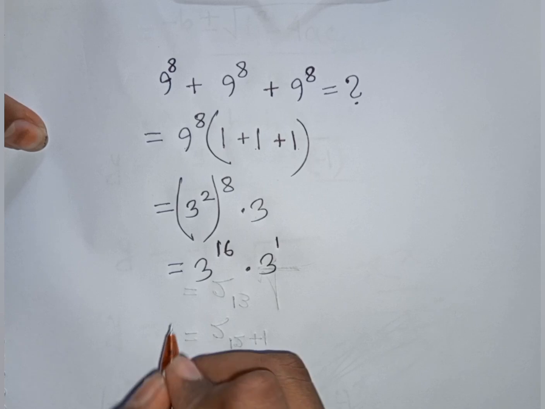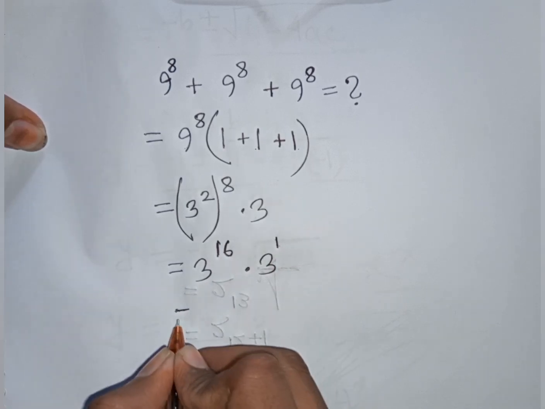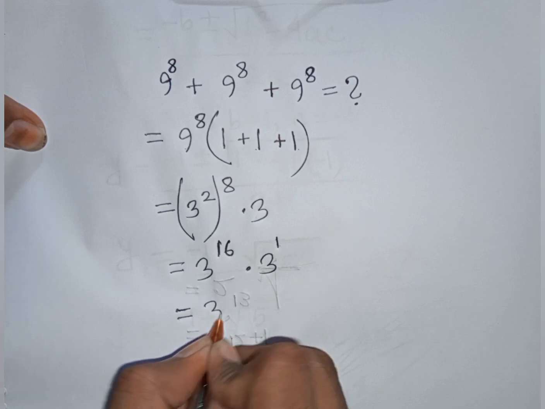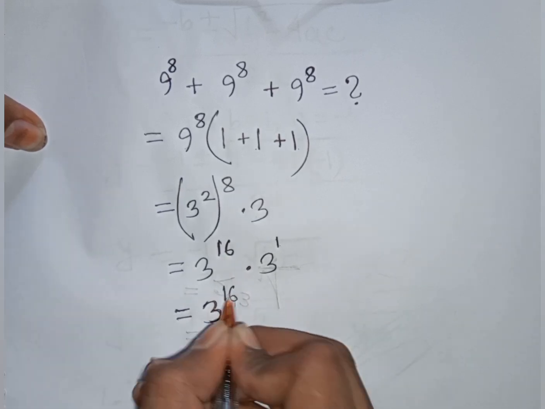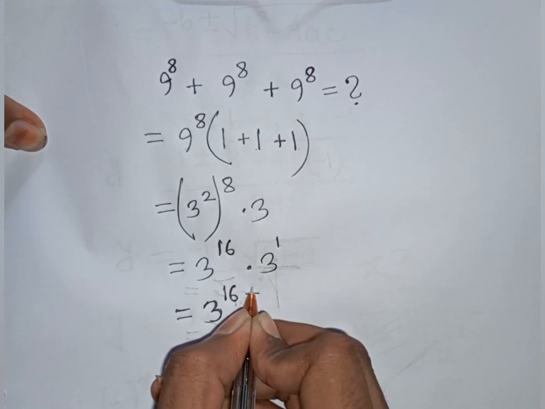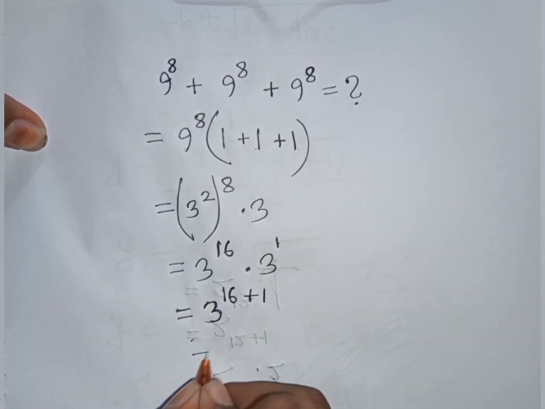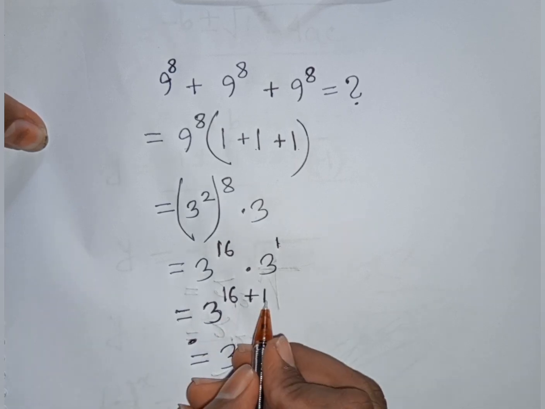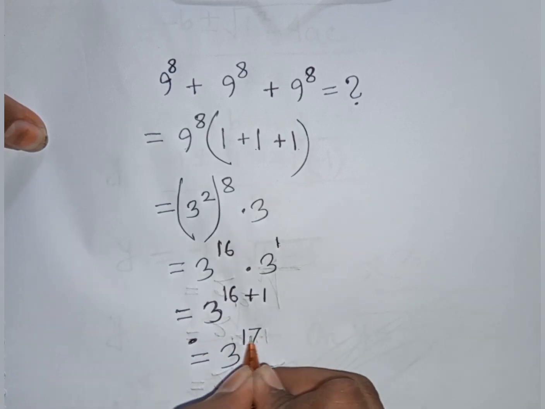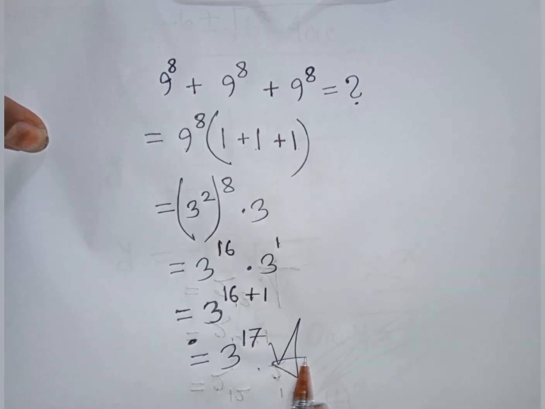Now we see 3 has the same base but different powers, so it will be 3^(16 plus 1), that means 3^(16+1), that means 3^17. So 3^17, this is our final answer.